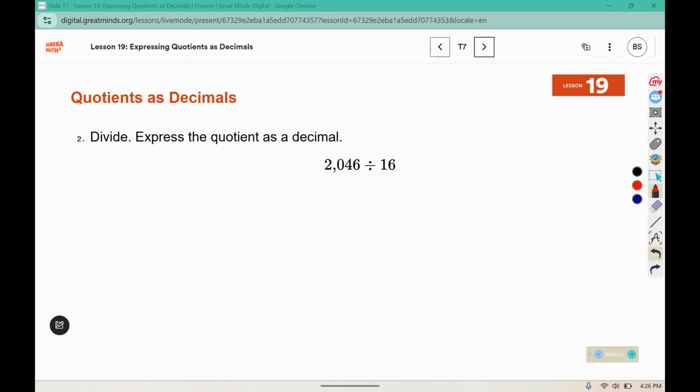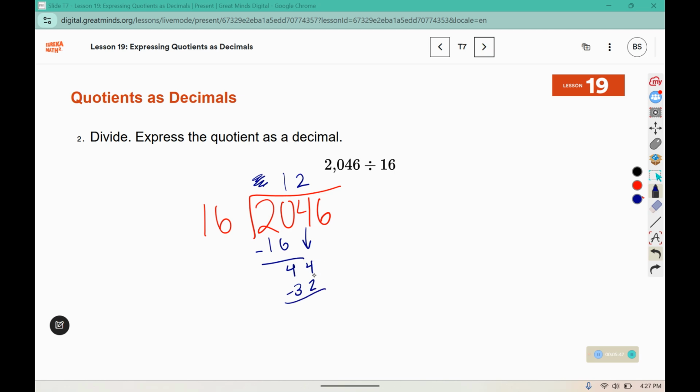All right, so divide and express the quotient as a decimal. So the 2046 goes inside, and the 16 goes on the outside. Remember, it's very important that we think about, does 16 fit into 2? No. Does it fit into 20? Yes, 1 time. That gives us a 4. Now bring down the 4. Make sure you're keeping your place values organized. 16 times 2 is 32. 4 minus 2 is 2. 4 minus 3 is 1. Bring down that 6.